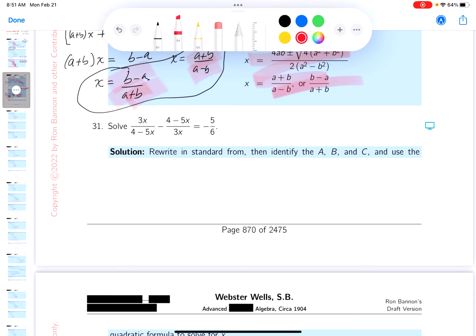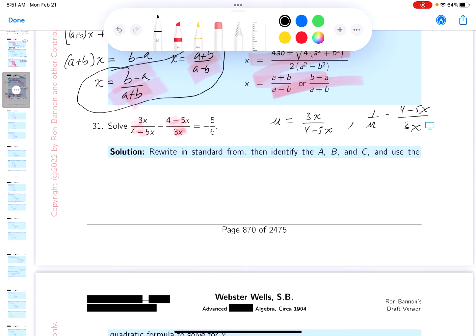All right, I'm going to do this one a little differently. And the reason for that is I'm noticing something right from the get-go. I notice that this thing here and this thing here, they're just reciprocals of one another. So I'm going to say u is equal to, this is different than the problem set, by the way, 3x over 4 minus 5x. So what does that mean? It means 1 over u would be 4 minus 5x over 3x.